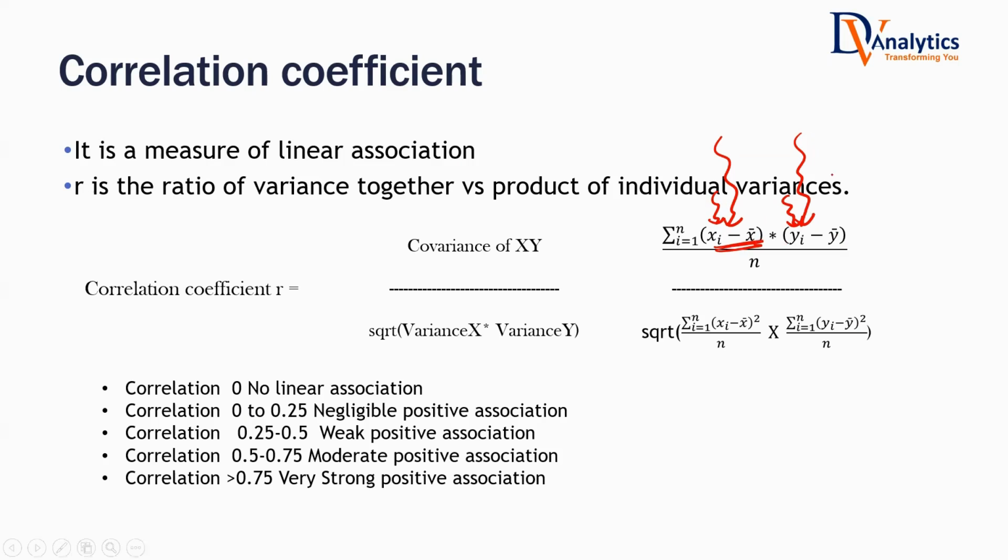Then covariance will be a smaller value. In the numerator, we have covariance of x, y. In the denominator, we have variance of x into variance of y under the square root. This is the correlation coefficient formula. If the correlation coefficient value is 0 to 0.25, negligible association; 0.25 to 0.5, weak association; 0.5 to 0.75, moderate association; 0.75 to 1, strong positive association.